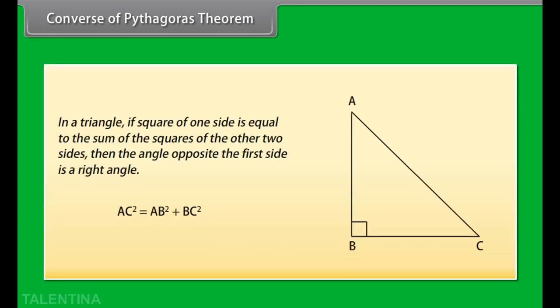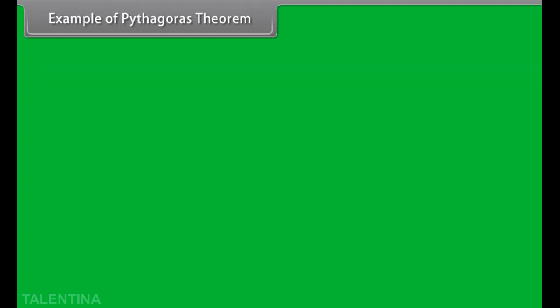In a triangle, if a square of one side is equal to the sum of the squares of the other two sides, then the angle opposite the first side is a right angle. Example of Pythagoras Theorem.